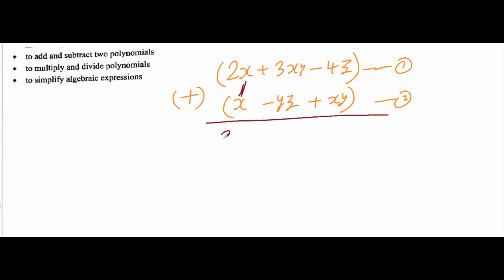Only like terms. So my answer will be 3x. Is there yz here? No, it's not there. 3xy is here. Is there 3xy here? Yes. This and this are 3xy and 1xy. It will be 4xy. Then I will write minus yz. It's not there here. Then minus 4z. So this is the addition.